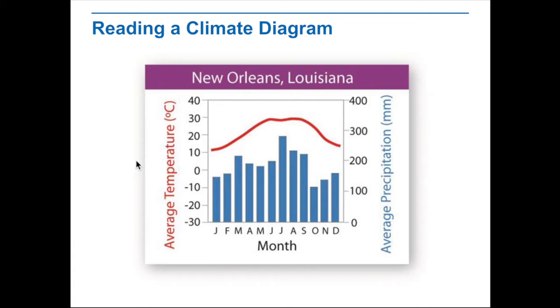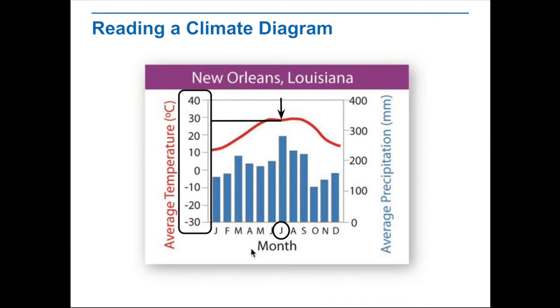So let's just do a quick example. If I want to know the average temperature in New Orleans in July, what should I look at? Well, first I'll find July, because this is June, this is July. If I'm trying to find the average temperature, I'm going to go straight up to this red line here, and I'll use the scale on the left-hand side to find about what this point is. I would say that's probably around 28 degrees Celsius. So that's going to be the average temperature in July in New Orleans, Louisiana.